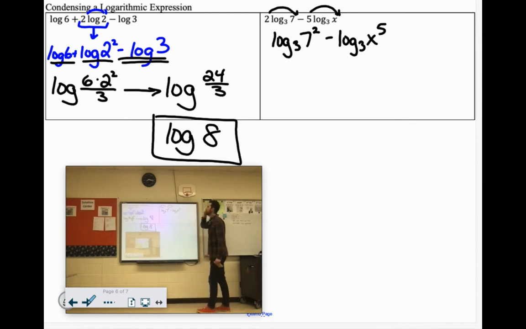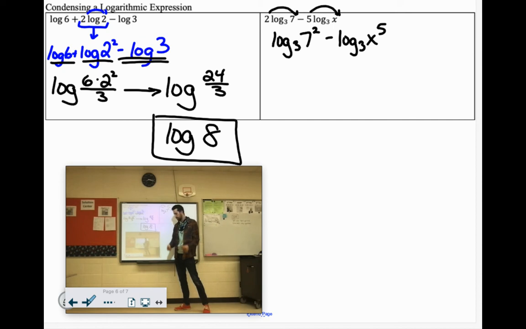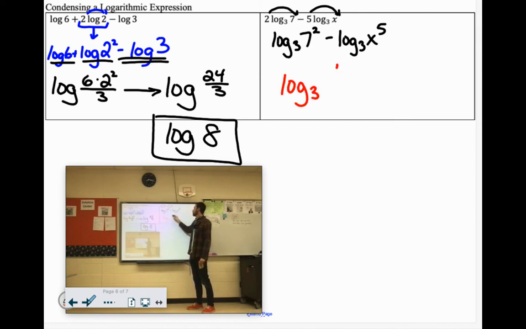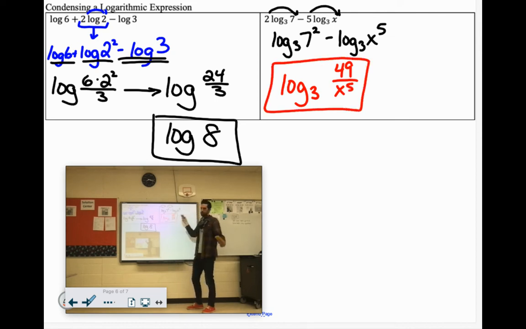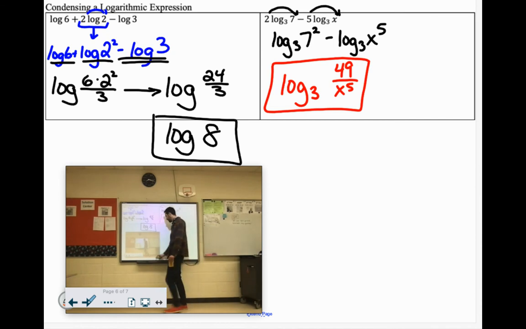Now here we have subtraction. Remember subtraction, when we condense it, goes with division. So I'm going to change 7 squared to 49. So log sub 3, 49 divided by x to the 5th. There we go.